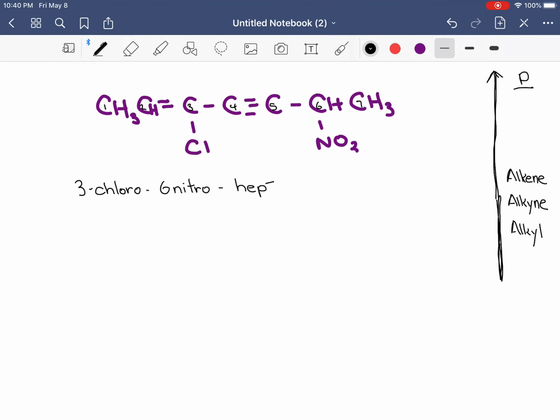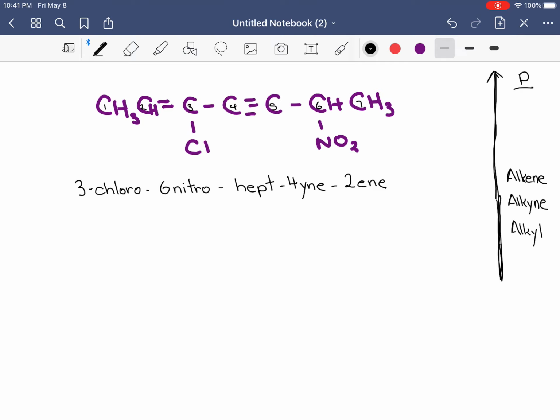Okay, this is telling readers that your longest chain consists of 7 carbons. Now the thing is this: within those 7 carbons, at the number 4 position, which means between the 4th carbon and the 5th carbon, there exists a triple bond. We know that a triple bond ends with -yne. Hence, we write 4-yne. Then we note the fact that between carbon 2 and carbon 3, there's a double bond, so we end up with 2-ene.